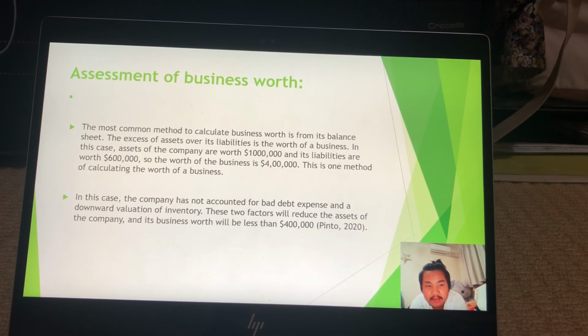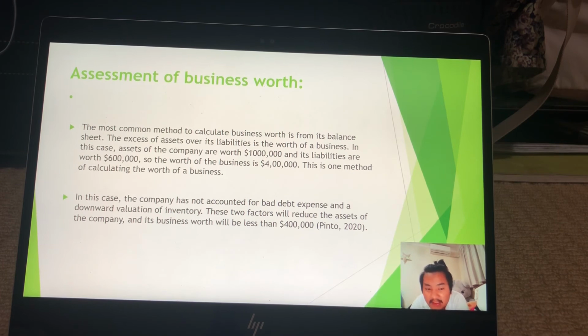The topic for the first slide of mine is assessment of business worth. The worth of a business is its current worth, evaluating all aspects of the business. It is calculated when a company is willing to sell its business. It is the price that the acquirer company will be willing to pay. The most common method to calculate business worth is from its balance sheet. The excess of assets over its liabilities is the worth of a business.